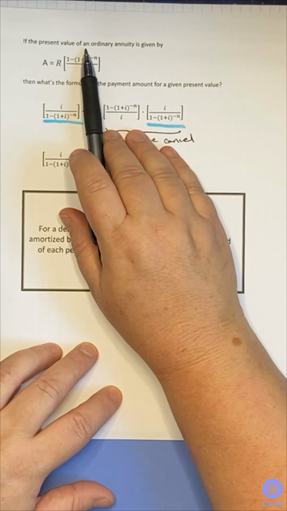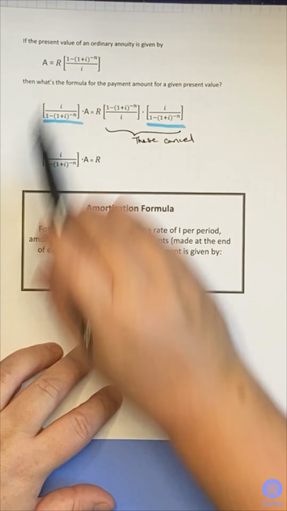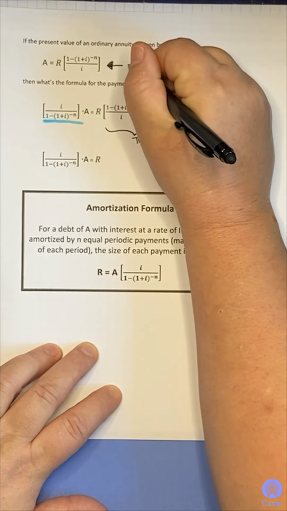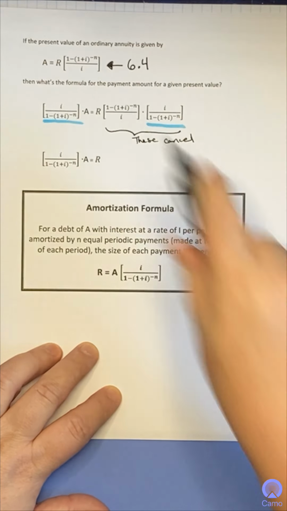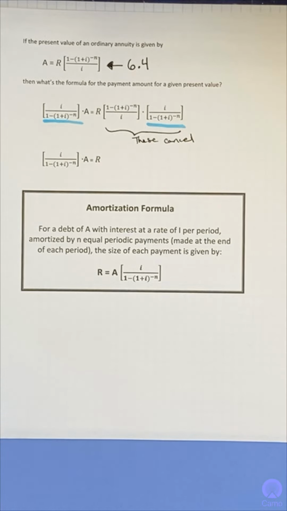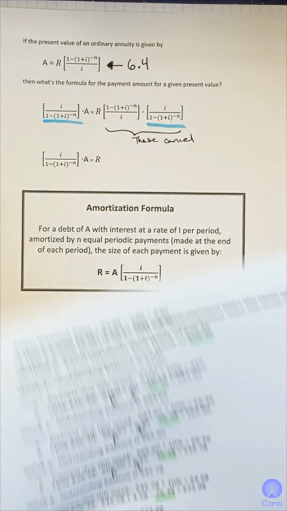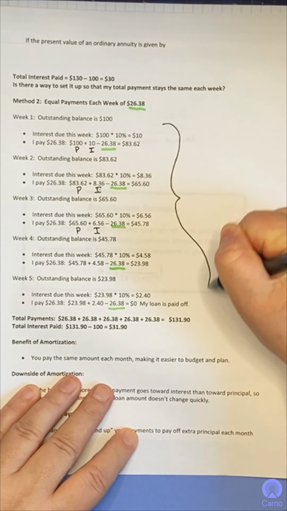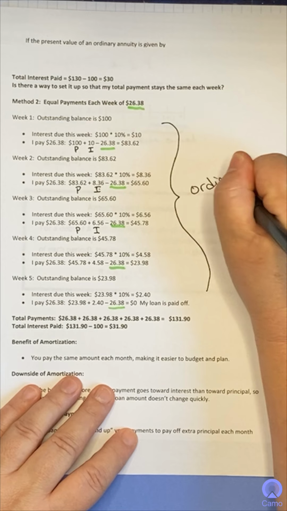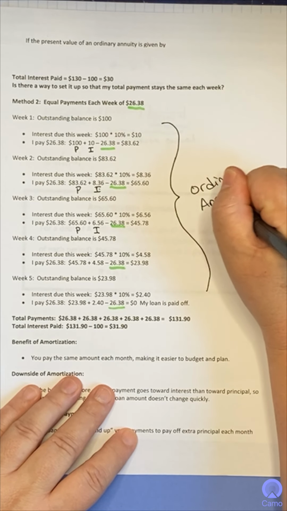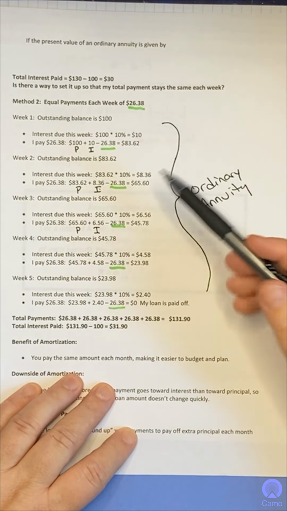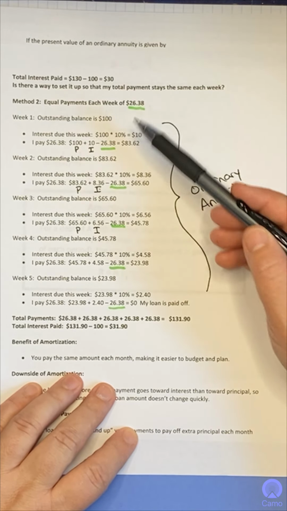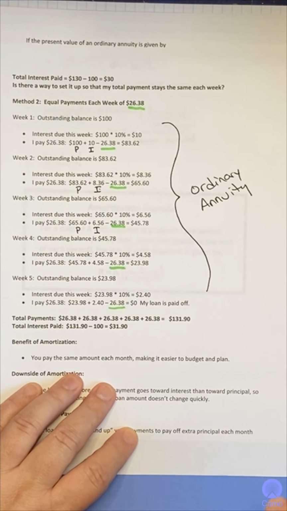Well, the present value of an ordinary annuity is given by this. You can take my word for it. I know at this point a lot of people's eyes are just glazed over. This is the formula that we found in 6.4. This is the present value of an ordinary annuity. Why is this the present value of an ordinary annuity? I'm going to go back here and I'm going to say this is an ordinary annuity. What are we doing? We're making regular payments, and in fact, we're making regular equal payments, right? One every week at the end of the week.